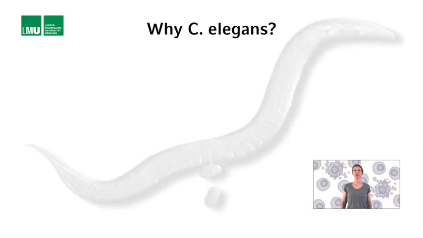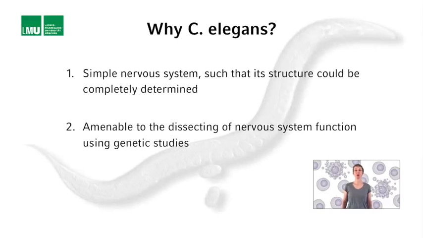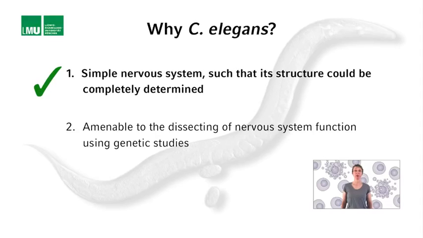Coming back to Sidney Brenner and his search for a model organism suitable for the dissection of nervous system function. With C. elegans, he had found an organism with a simple, essentially invariant body plan and nervous system, and a highly reproducible development. Perfect for his purpose. But what about the second criteria? The organism should be amenable to the dissection of nervous system function using genetic studies.